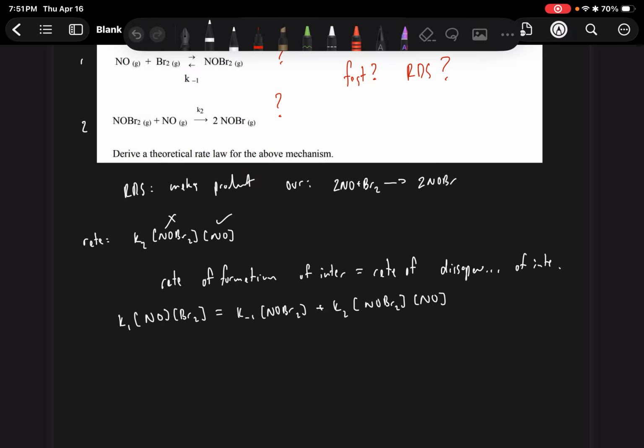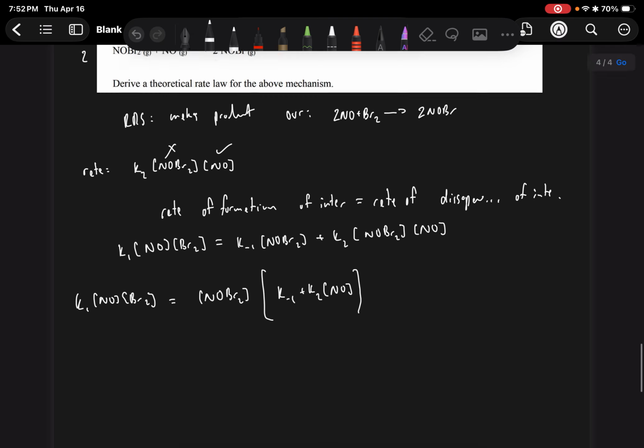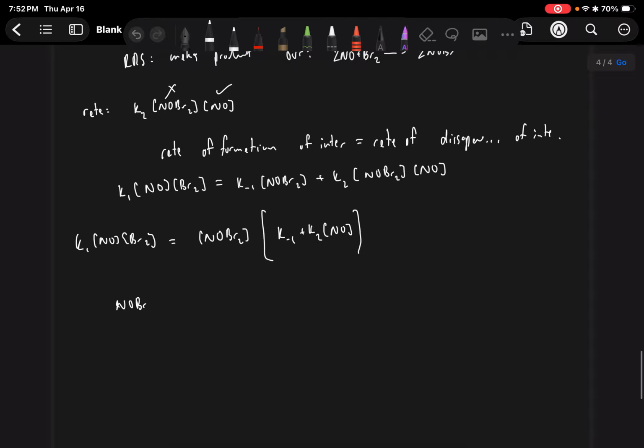So now, we have to isolate for NOBr2. That seems like a bit of an issue. Yeah, okay. So k1 NO Br2 is equal to NOBr2 multiplied by k negative 1 plus k2 NO. So now, what is NOBr2? We isolate it, yada yada yada. k1 NO Br2 over k negative 1 plus k2 NO.